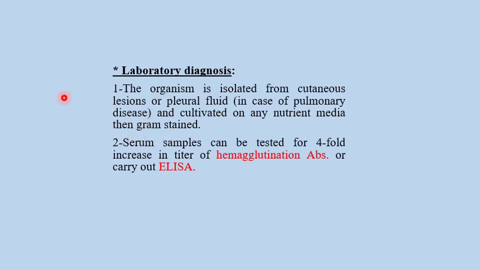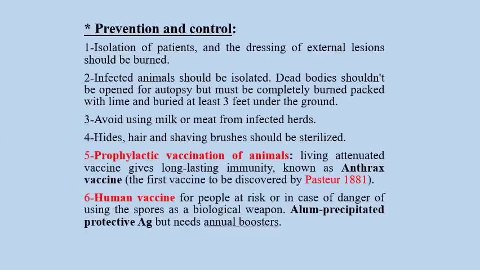It's the same morphology. Serum samples can be tested for 4-fold increase in titer of the hemagglutination antibodies, or we can carry out ELISA. To make it easier for you, such laboratory diagnosis will never come in your tests because it is very non-characteristic. So laboratory diagnosis here in anthrax is not very important. The symptoms are very characteristic, of course.